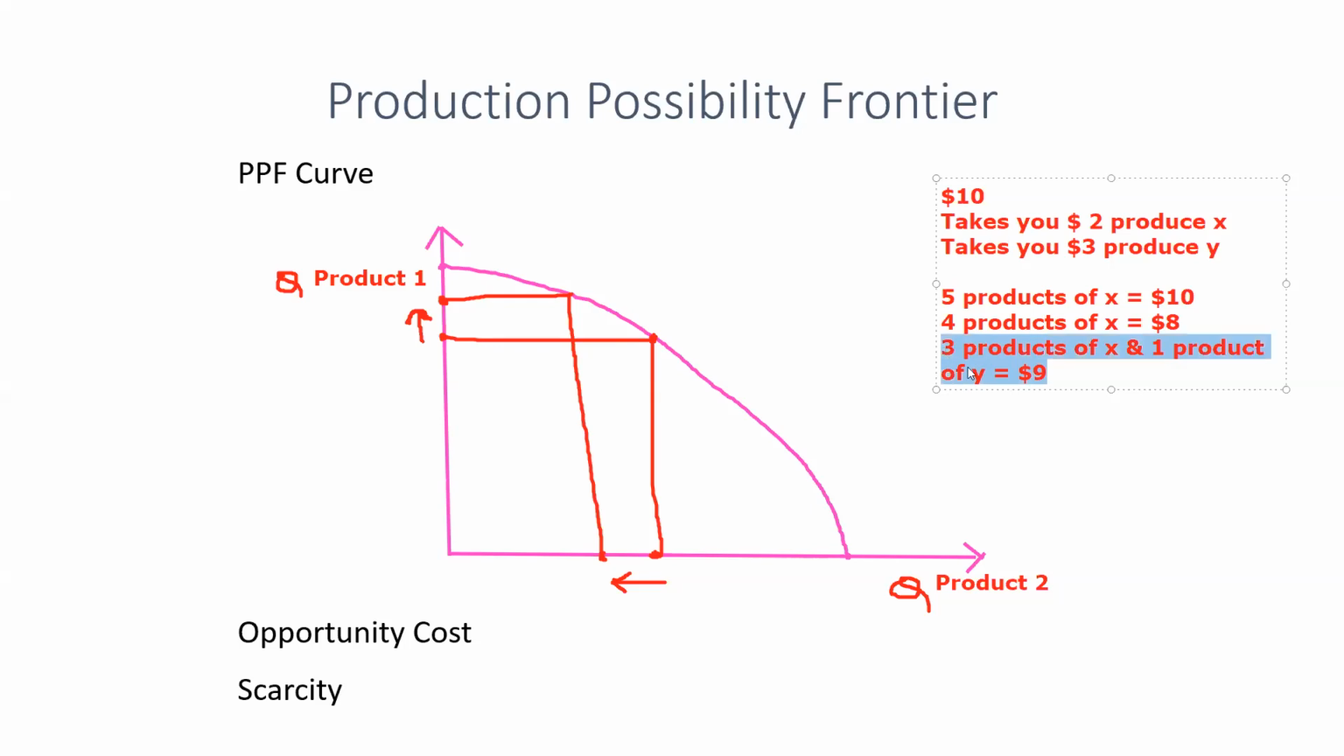The same goes over here. When you're producing 3 products of X and 1 product of Y, you are using up $9, not your entire $10. So that means you're underproducing.